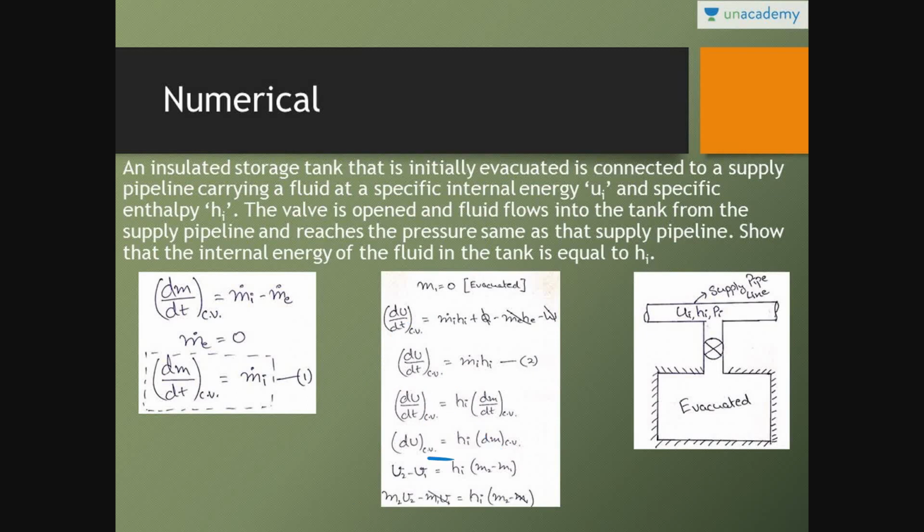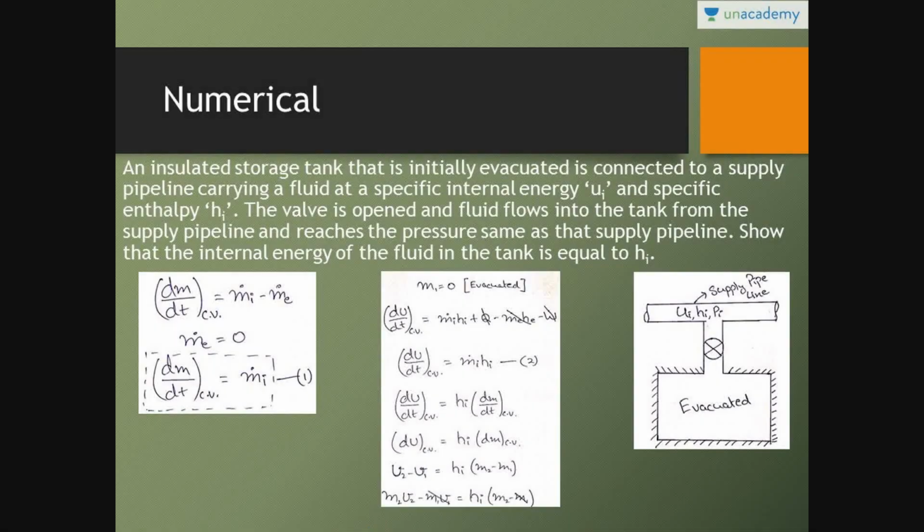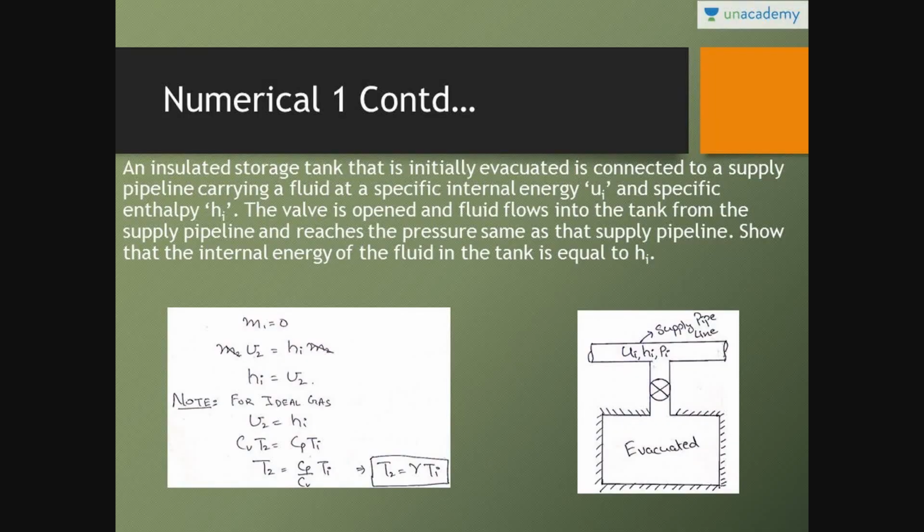Integrating this, it becomes U2 minus U1. Integrating mass, it becomes m2 minus m1. So U2 minus U1 is equal to Hi into m2 minus m1. We can write m2 into specific internal energy u2 minus m1 into specific internal energy u1 is equal to Hi into m2 minus m1. The cylinder is initially evacuated, cancelling the m1 term, it becomes m2 u2 equal to Hi into m2. Cancelling out m2, the equation becomes u2 equal to Hi. So final internal energy in the evacuated cylinder is equal to Hi.